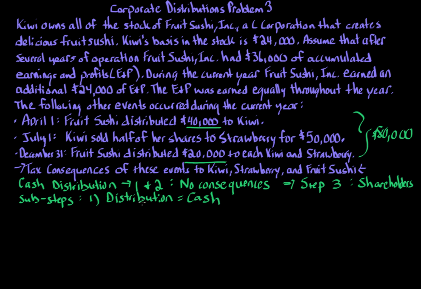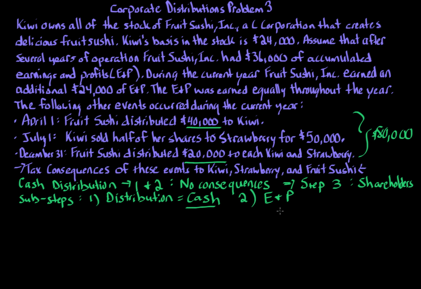So the amount of the distribution is the amount of cash because there's no fair market value of property. There's no property here, and you don't have to subtract away any liabilities that were assumed or taken subject to with respect to the shareholders. So you don't have to worry about that. It's simply just the amount of cash. Sub-step 2 within step 3 is to determine the amount of E&P, because remember, in step 3, we're going to have to do the waterfall.